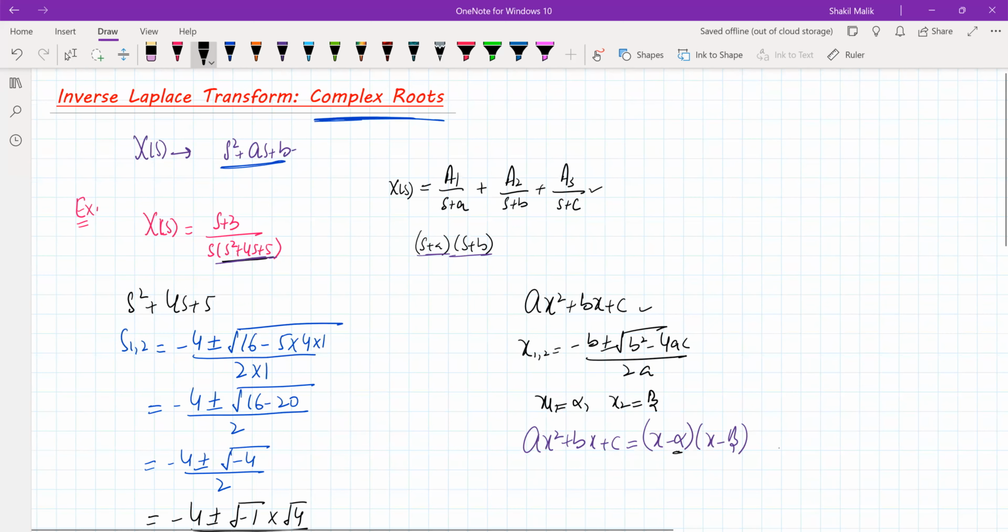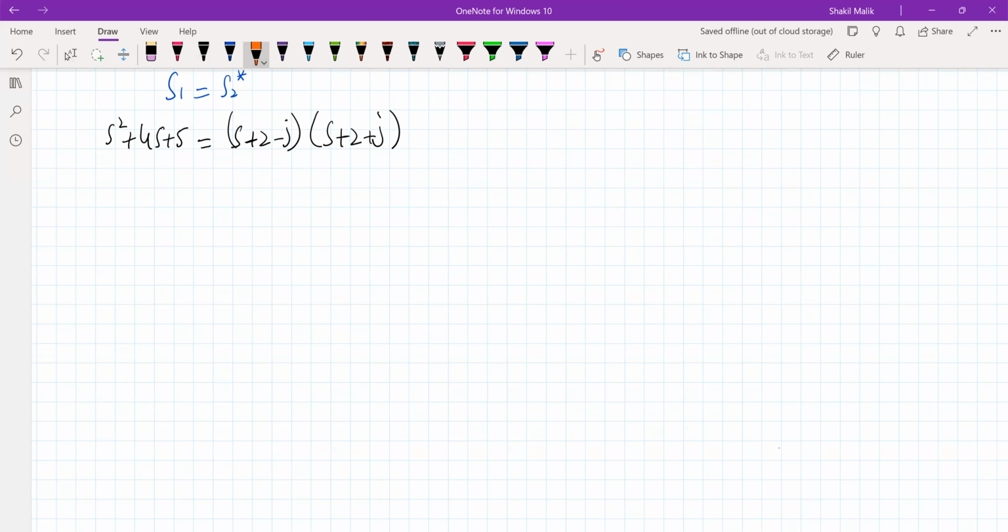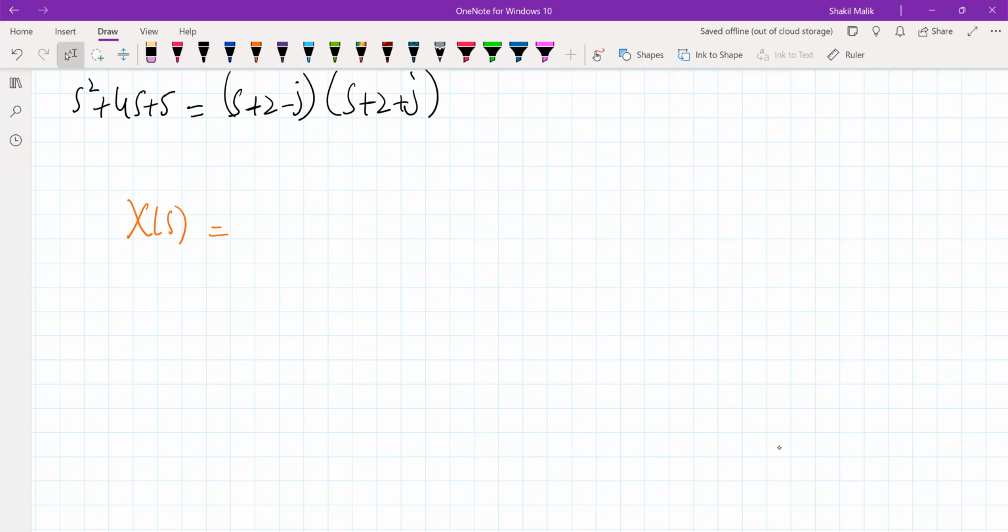So what we do, we'll substitute it back here. So we have X(s), which is equal to (s plus 3) divided by s into (s square plus 4s plus 5). This can be written as (s plus 3) divided by s into (s plus 2 minus j) (s plus 2 plus j). Okay, now we can use the partial fraction expansion.